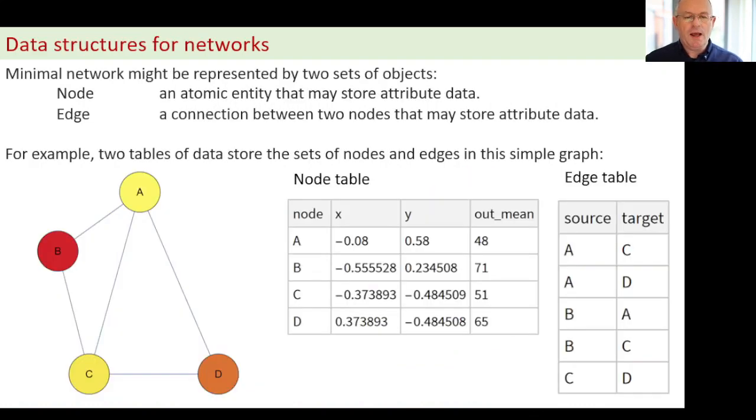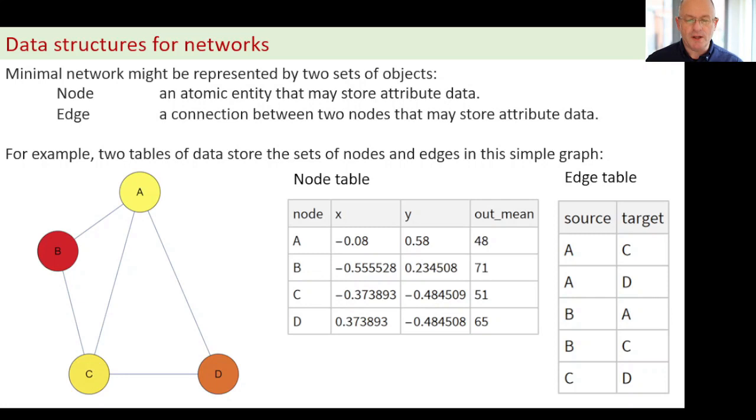If we look at how you store a graph or a network, then there's two parts to this: how you store the nodes and how you store the edges. In this example here, the nodes are stored by their label, A, B, C and D. You might also have a numeric label for nodes. And in this case, each node also has a number of attributes. It has an X and Y position, which plot where it is on the page, and also a data value, and in this case it's called outMean.